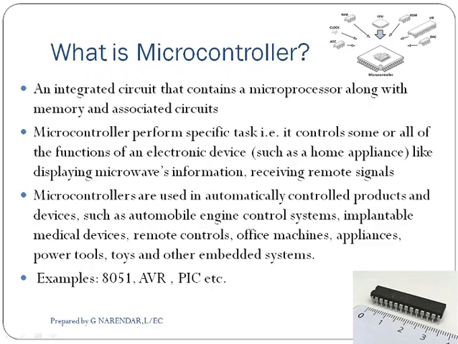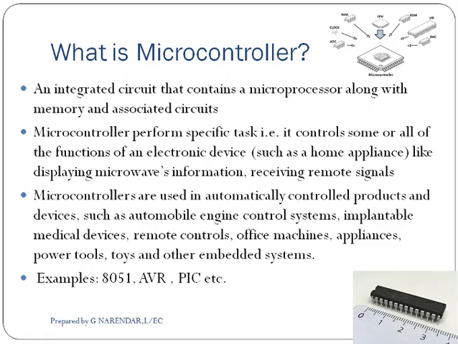So the difference is that a microprocessor means only the CPU circuit will be there on the IC. A microcontroller means not only the CPU circuit, but it also has the RAM circuit, the ROM circuit, and other circuits present in a single IC. That is what we call a microcontroller.